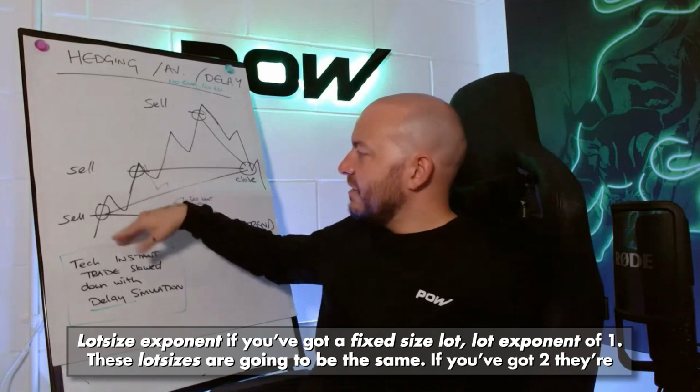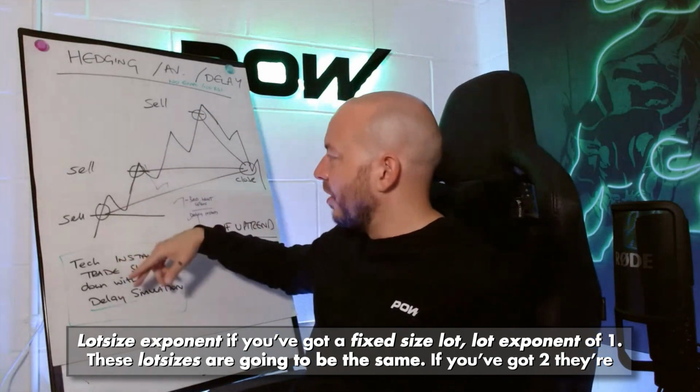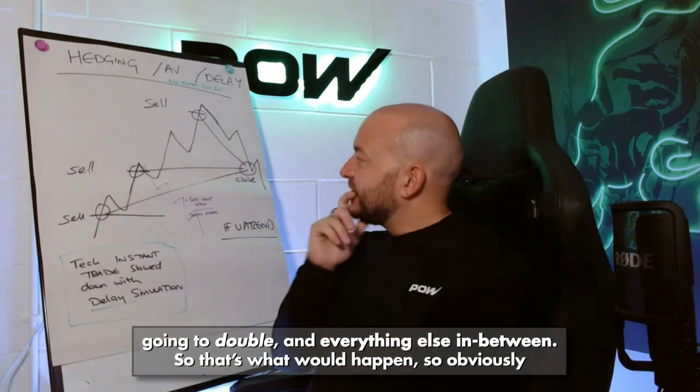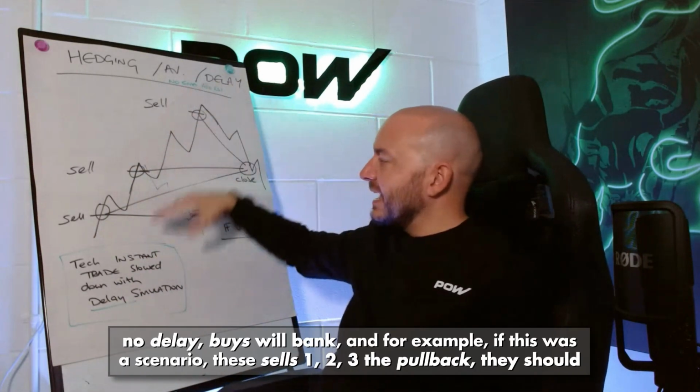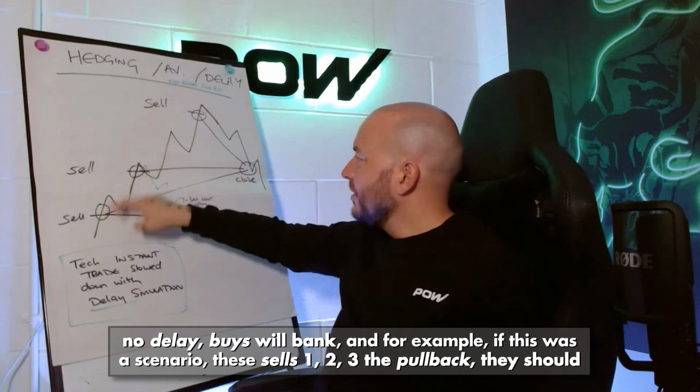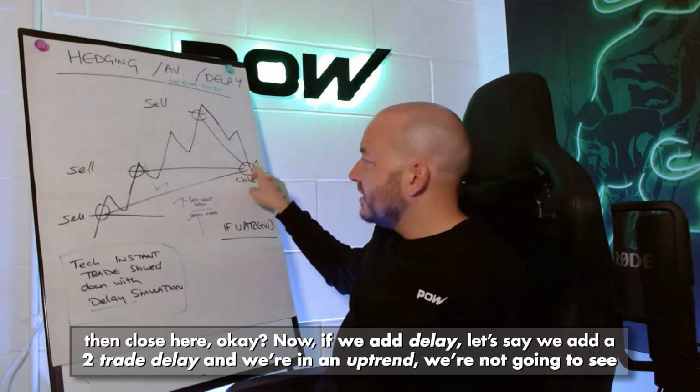Lot size exponent: if you've got a fixed lot size exponent of 1, these lot sizes are going to be the same. If you've got 2, they're going to double, and everything else in between. So that's what would happen. Obviously with no delay, buys will bank. And for example, if this was a scenario, these sells 1, 2, 3, the pullback, they should then close here.